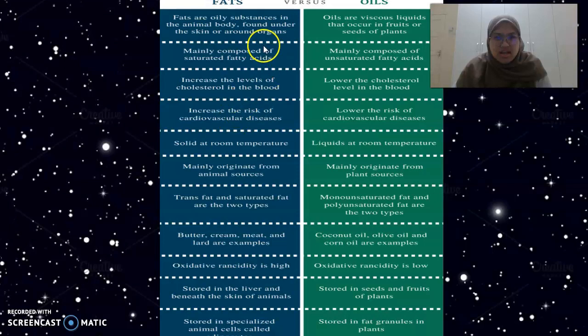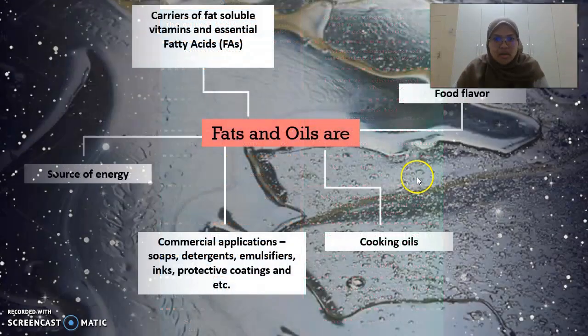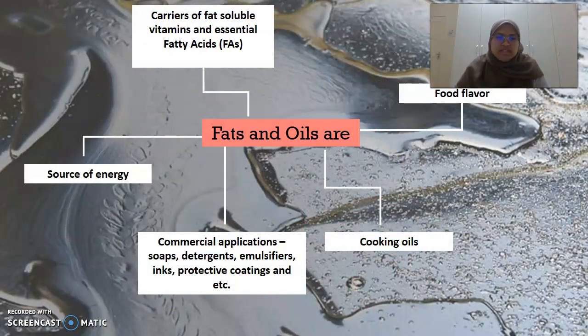Next, this is an example of the difference between fats and oils. Fats are oily substances in animals' bodies, and oils are viscous liquids that occur in fruits or seeds of a plant. Next, fats and oils are a source of energy; they have more energy per gram compared to protein and carbohydrates. Fats and oils also carry fat-soluble vitamins and essential fatty acids, and are used in food flavors, cooking oils, and commercial applications such as soaps, detergents, emulsifiers, inks, protective coatings, and more.